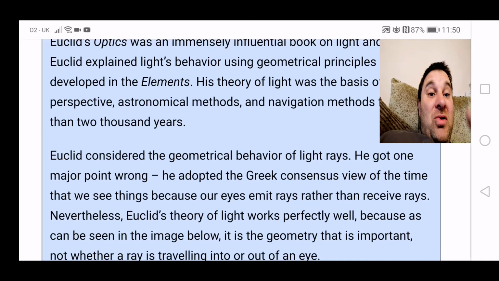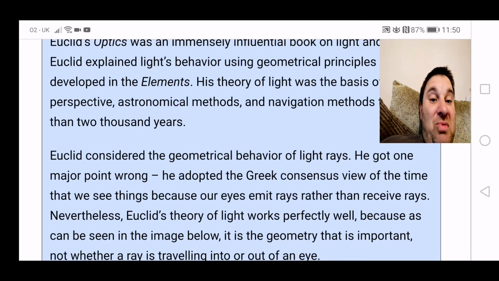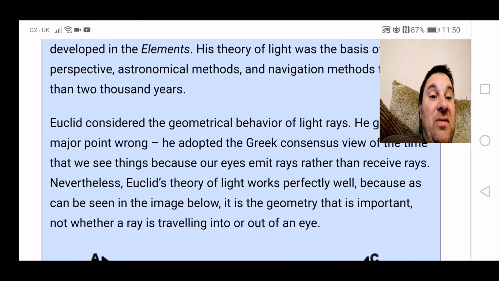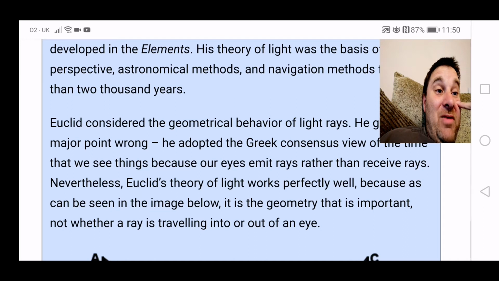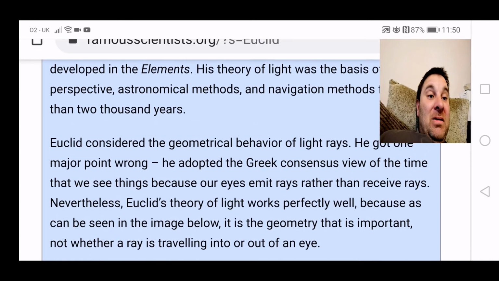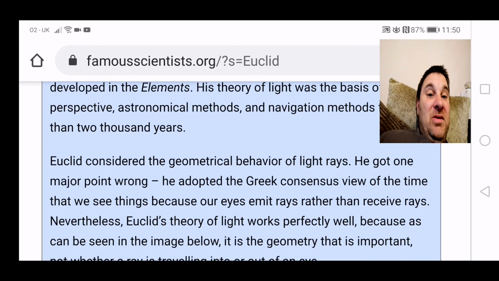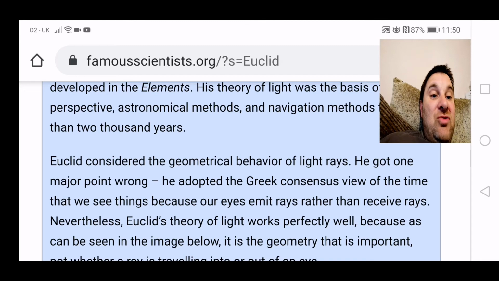Nevertheless, Euclid's theory of light works perfectly well because, as can be seen in the image below, it is the geometry that is important, not whether a ray is travelling into or out of an eye. So it doesn't matter which way it's going. Light rays could be coming into your eye, or they could be coming out of your eye. Doesn't matter.